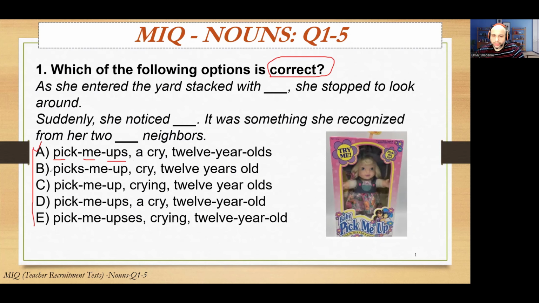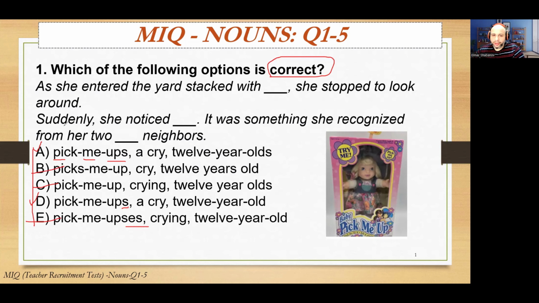This is wrong. This is singular. This is also wrong. Pick me ups. Yes, this is correct. It's added at the very end. And pick me upses. This is something new in English. So this is wrong. So we can either go with A or D.